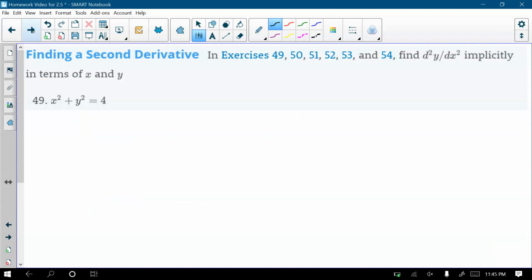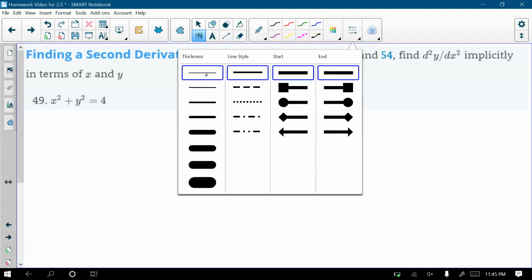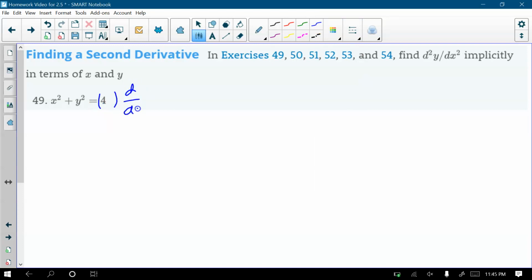Oh, fun. Let's take the derivative with respect to x for 49, and we'll have to do that twice. So let's go ahead and get going here. We'll take the derivative of this side, and I'll take the derivative of that side.